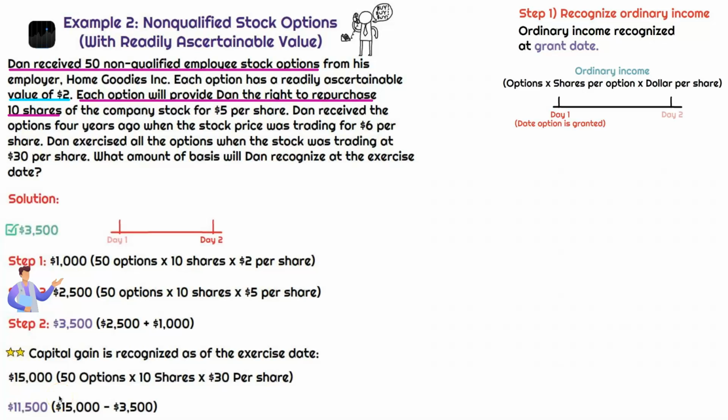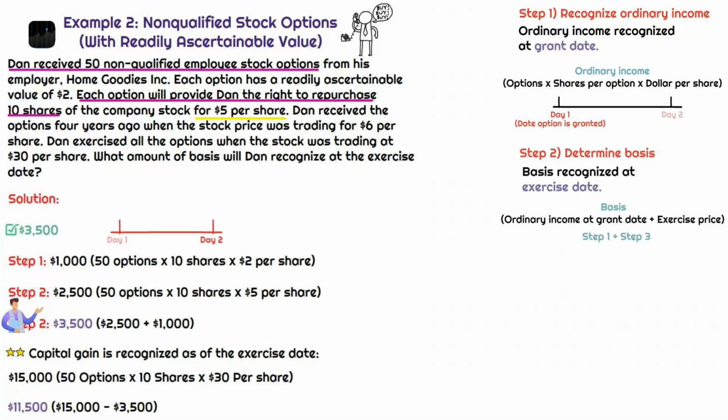Okay, so if Dan is exercising these options, we need to make this calculation based on how much Dan would spend if he bought them back. Okay, so each option will provide Dan the right to repurchase 10 shares of the company's stock for $5 per share. So we have 50 options that he can buy back, which will allow him to acquire 10 shares per option. So 50 times 10, and then we're going to multiply this now by $5 per share, right? We're not multiplying it by the amount that the stock is selling for. We're multiplying it by the amount that Dan could buy this back at, which is $5 per share.